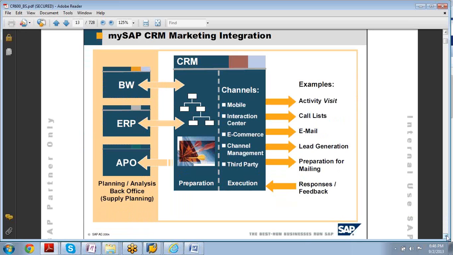So you can see this mySAP CRM marketing integration, where you have the ERP, BW integration, and also the APO integration. APO is one side, and BW, why in marketing we require BW? Because analytics works in BW. That means what is the campaign flow, what is the lead flow, what is the conversion flow, the call list management, the email management. So everything is available.